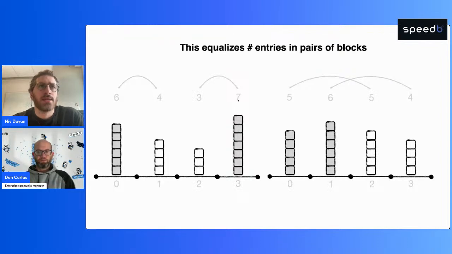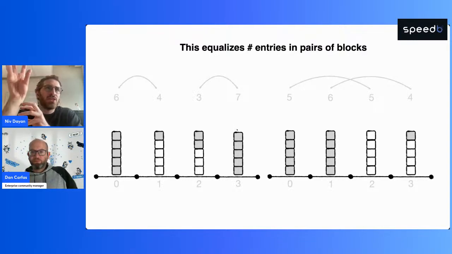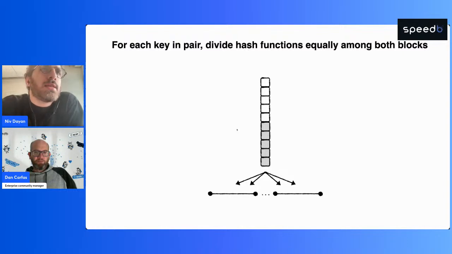Okay, and what this does is it effectively equalizes the number of keys that map to each pair of blocks. Given that these two pair with each other, conceptually, it's like we can move entries from the overflowing blocks to the underflowing blocks. Now specifically, what we actually do is, for all the entries that map to a particular pair of blocks, we actually use a half of their hash function.